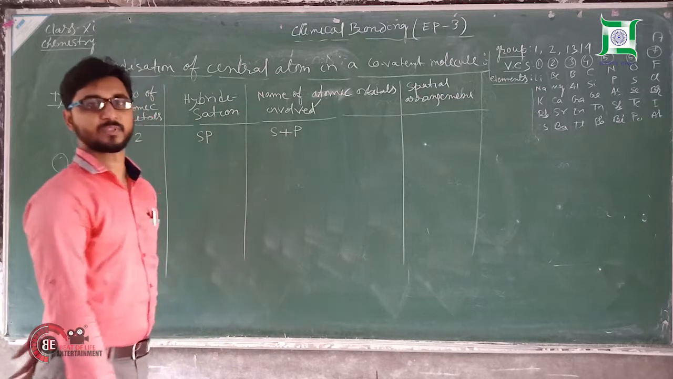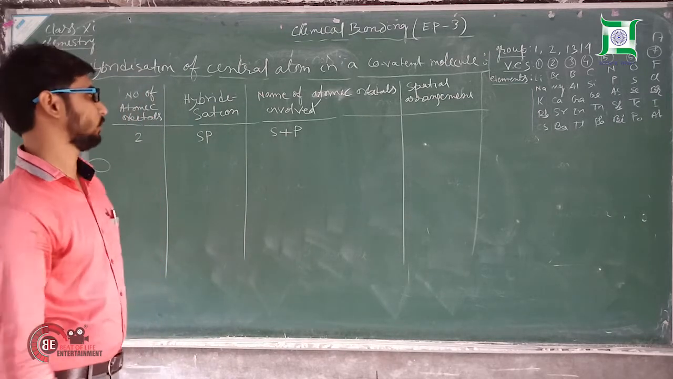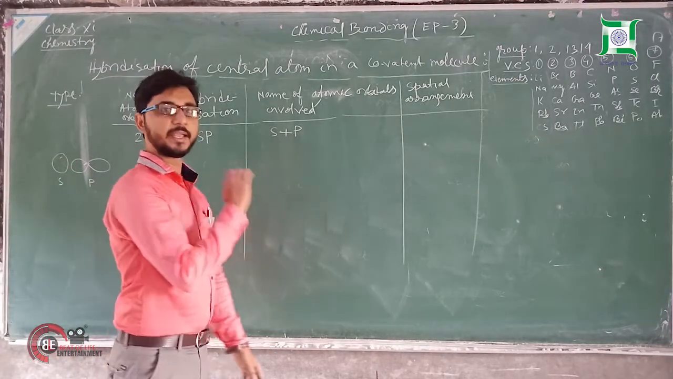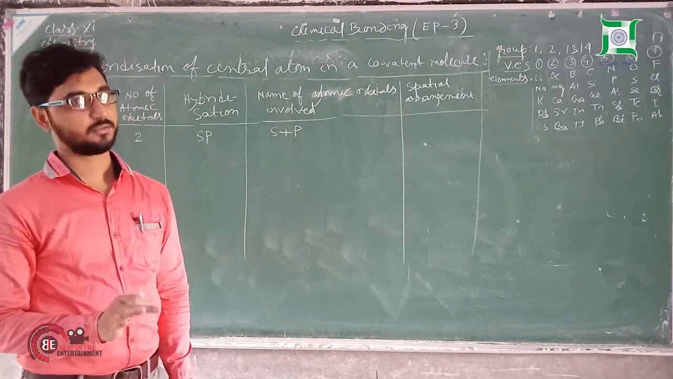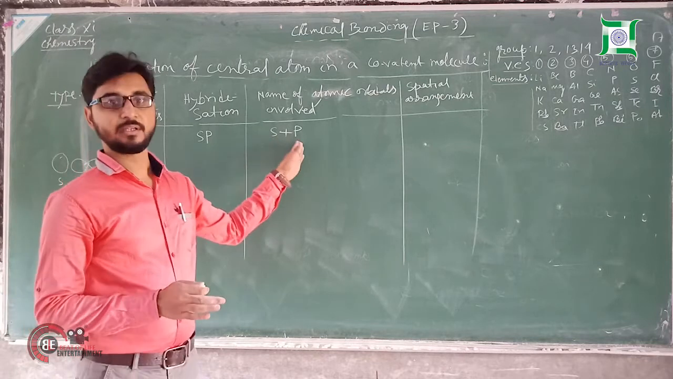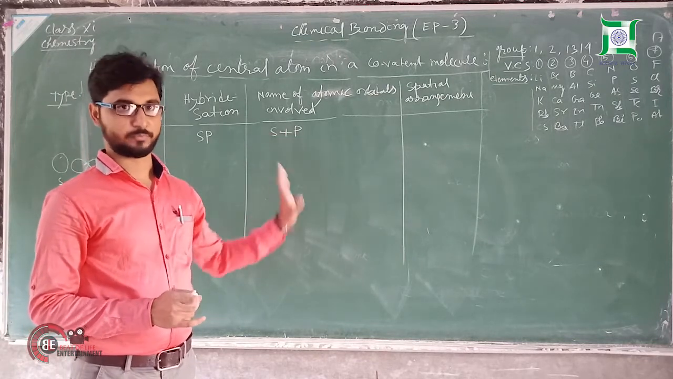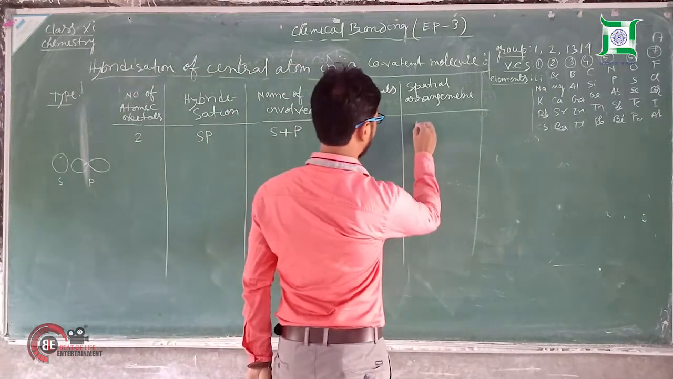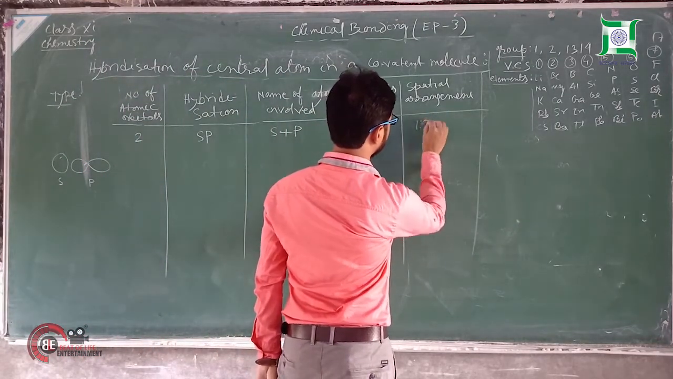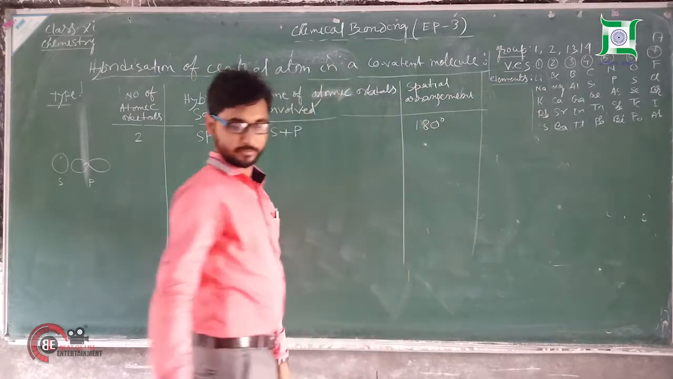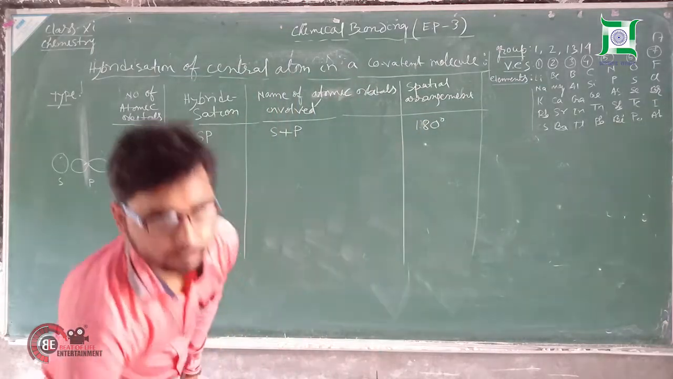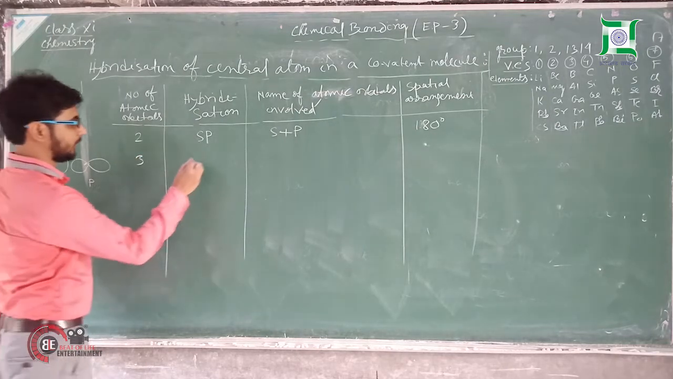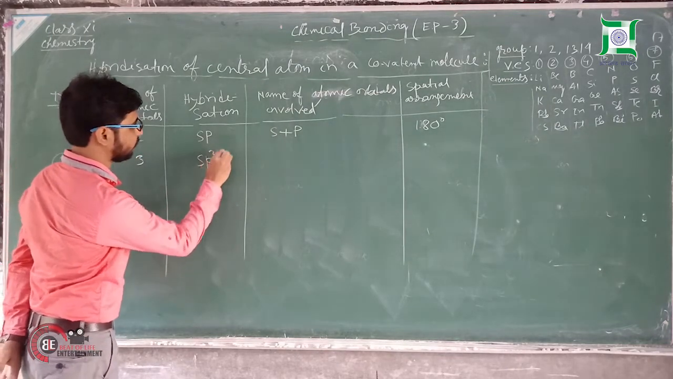p के 3 orbitals होते हैं, जैसे कि आप लोग जानते हैं कि there are a total of 3 p orbitals, that is px, py and pz. Among these 3, any one of the p orbitals is involved. So 1 s and 1 p. Spatial arrangement होगा 180 degree with linear geometry. Clear? Now number of atomic orbitals 3, तो hybridization हो जाएगा sp2.